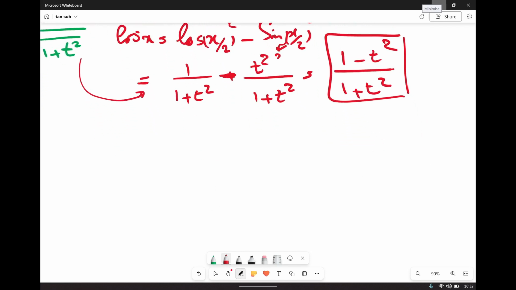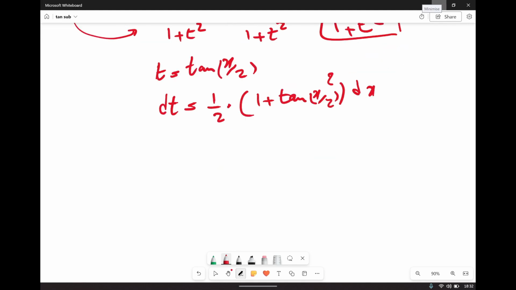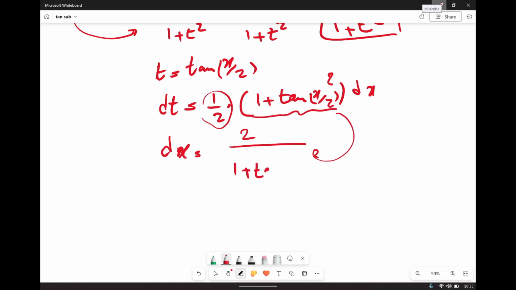What about dx? Consider our t was tangent x over 2, yes? If we take a derivative from both sides, differentiate of t is exactly 1 over 2 times 1 plus tangent x over 2 to the power 2 dx, yes? To calculate dx, at first we multiply by 2 and divide by this factor, 1 plus tangent x over 2 to the power 2.